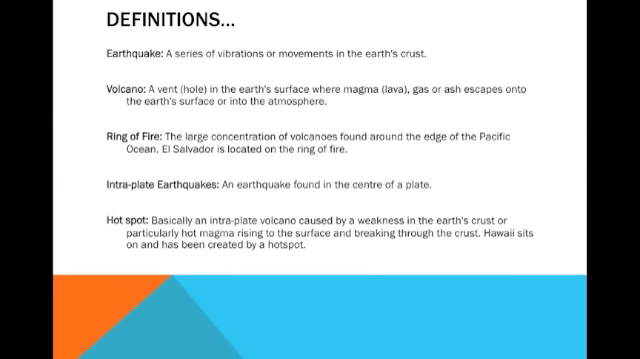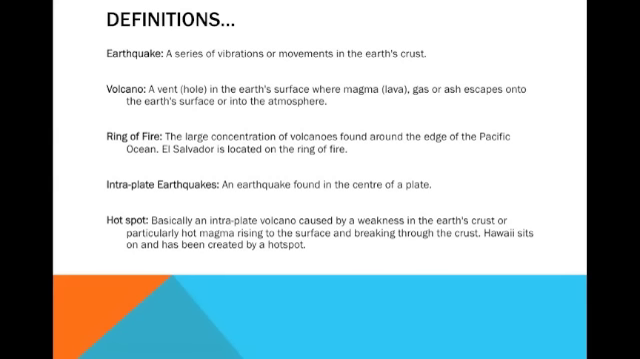So now, some definitions. What's an earthquake? Well, an earthquake is a series of vibrations or movements in the Earth's crust. A volcano is a vent, so a hole in the Earth's surface, where magma, and then once it rises, it's called lava, gas or ash escapes onto the Earth's surface or into the atmosphere. Ring of fire. This is the largest concentration of volcanoes, which is found around the edge of the Pacific Ocean. El Salvador is located in the Ring of Fire.